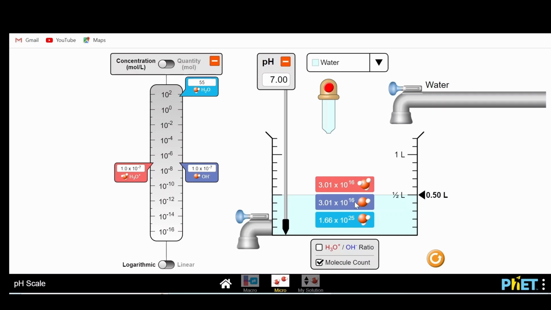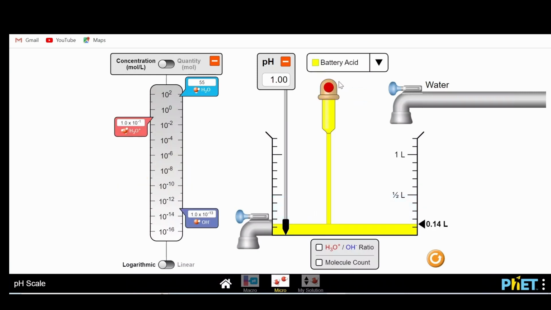And on this logarithmic scale, we see that the concentration of the H3O+ ions is equal to the concentration of the hydroxyl OH- ions, both being 1 times 10 to the power of minus 7. Remember that with the water ionization formula, Kw is equal to the concentration of the hydronium ions multiplied by the concentration of the hydroxyl ions, which is equal to 1 times 10 to the power of minus 14.